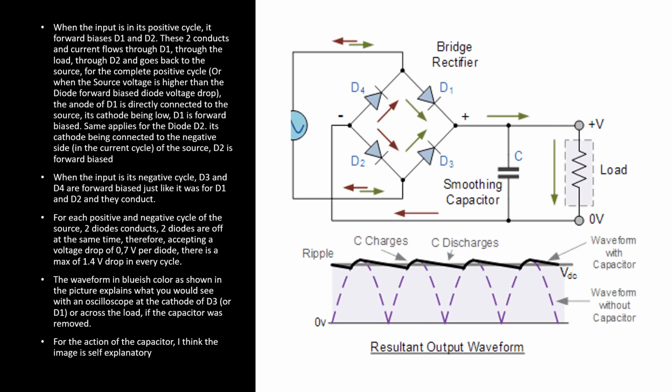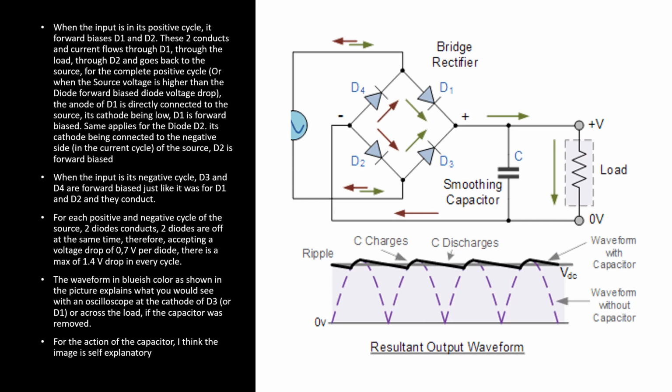When the input is in its negative cycle, diodes D3 and D4 are now forward biased just like it was for diodes D1 and D2, and they conduct. For each positive and negative cycle of the source, two diodes conduct and two diodes are off at the same time.